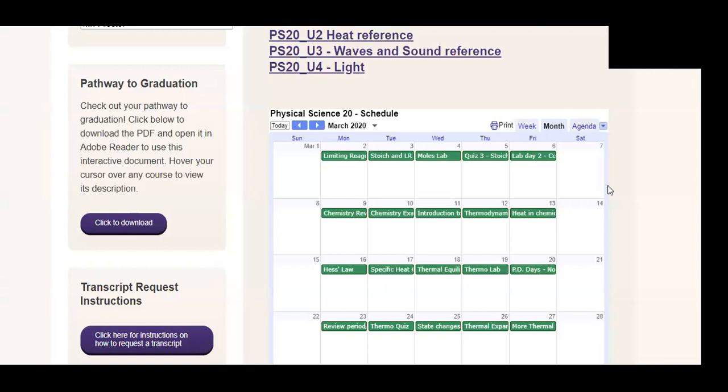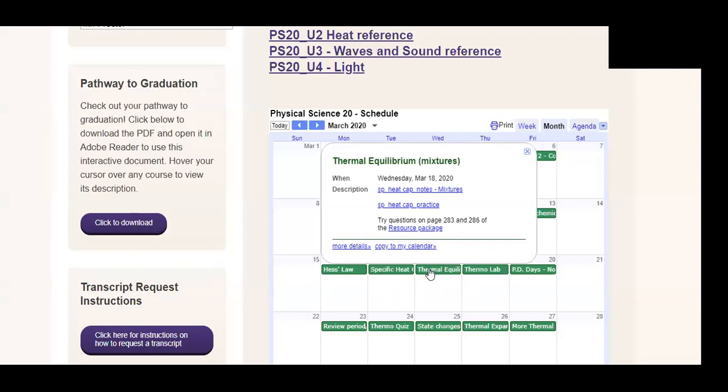Welcome back to Physical Science 20. Last lesson was about specific heat capacity. That would have been found on March 17th. So today's lesson is going to focus on thermal equilibrium. That would have been March 18th.